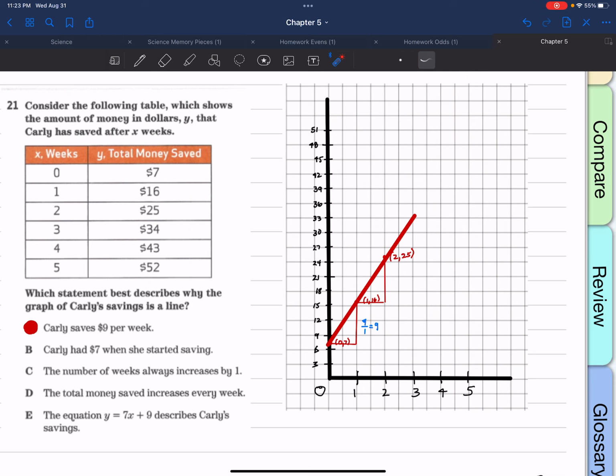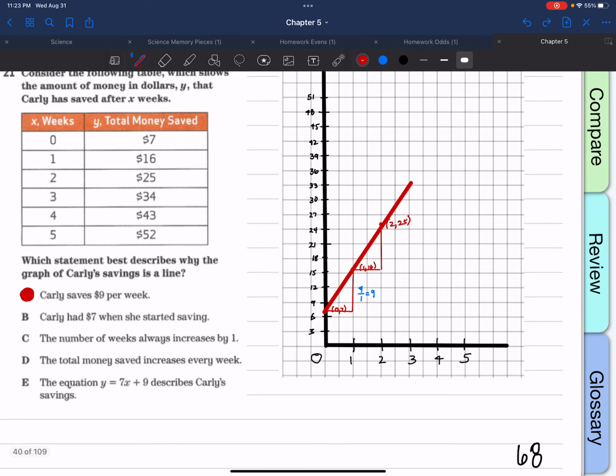The equation y equals 7x plus 9 describes Carly's savings. That is not true. It would be y equals mx plus b, where she started. She started at 7. So they have those values reversed. So the answer that we want is option A.